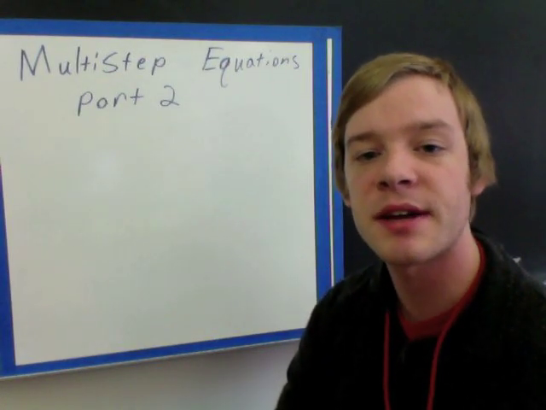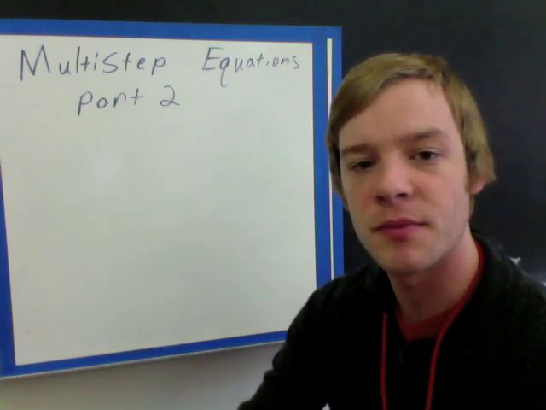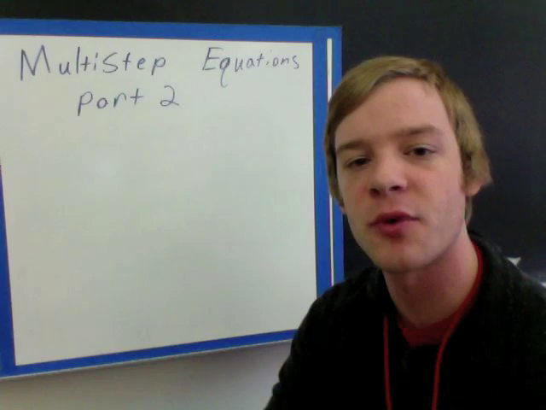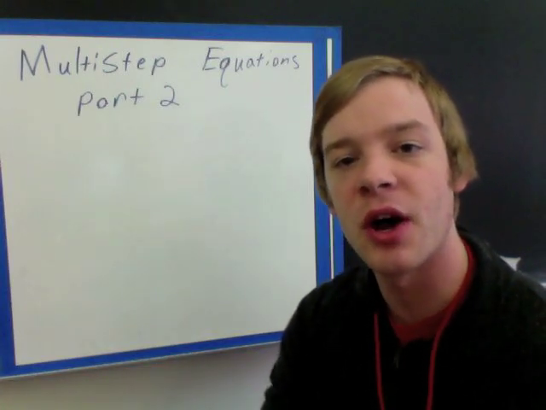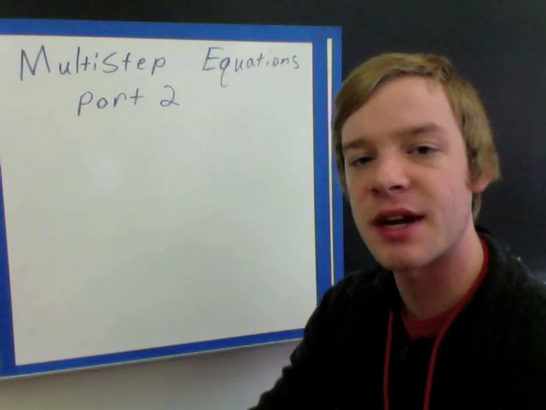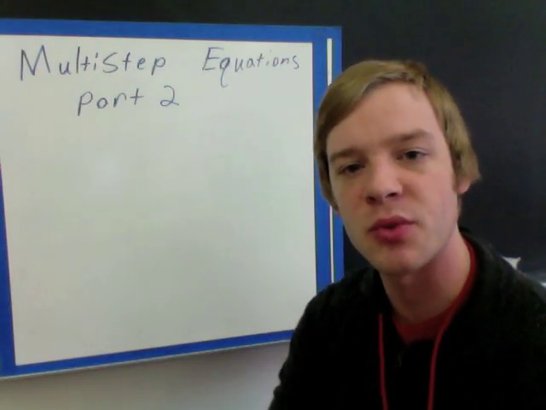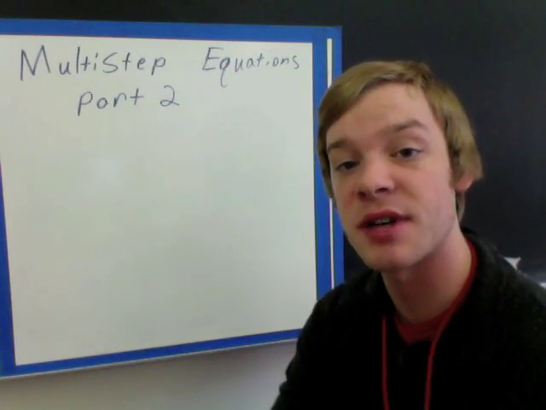Hi there, we're going to take a second look at multi-step equations. These examples are going to be a little bit different than what we have seen before. In these problems, we are going to have variables and numbers on both sides of our equal sign. So before, we had all of our variables on one side of the equal sign. Now we're going to have variables and numbers on both sides.